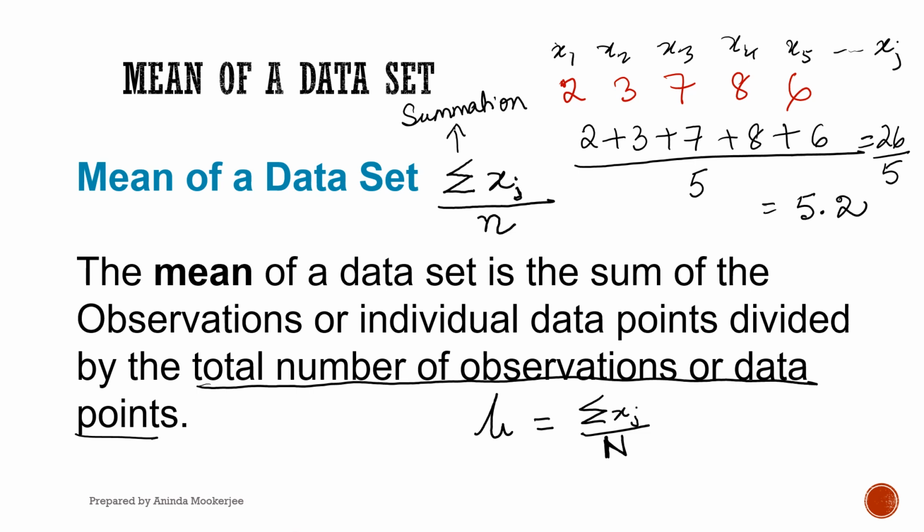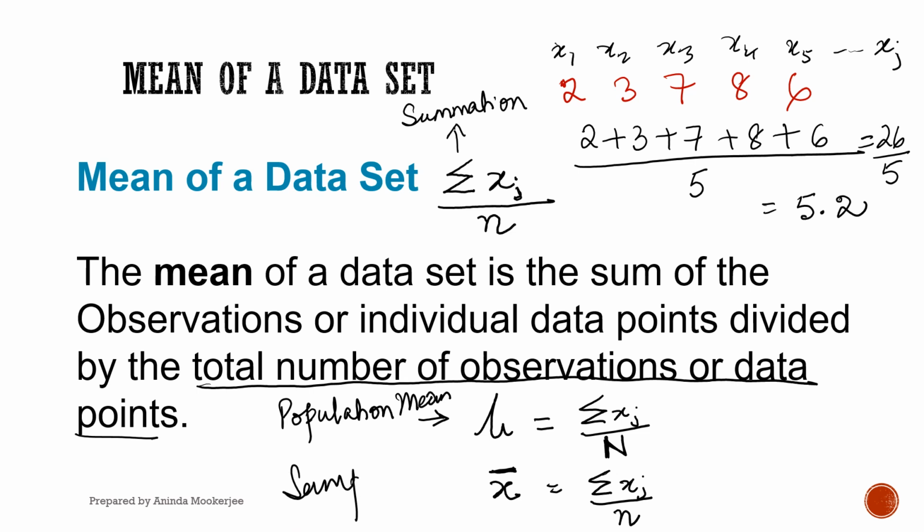If it is the sample mean that we are talking about, that will be denoted by this notation. Sample mean is x bar, x with a bar over it. It's the same formula, sigma x sub j, and then the n will be a small letter n, a lowercase n. Again, let me write next to each which one we are referring to. The Greek letter is used for the population mean, and the English x bar refers to the sample mean.